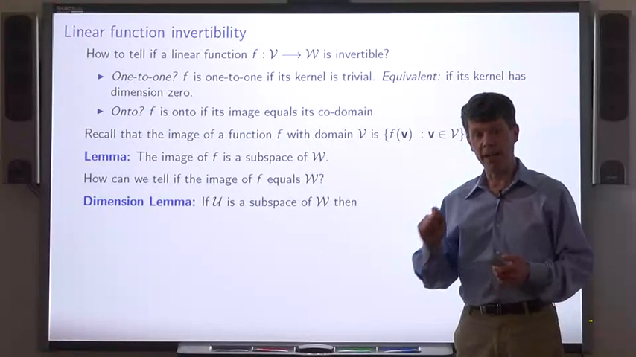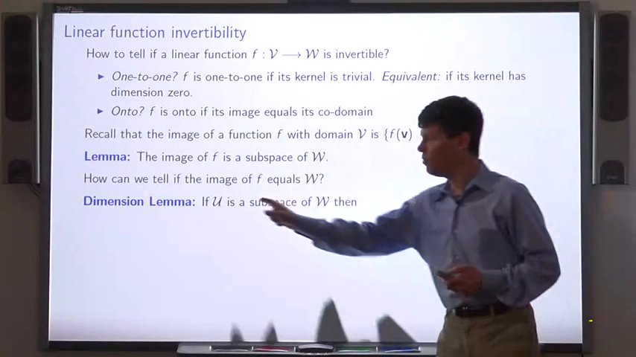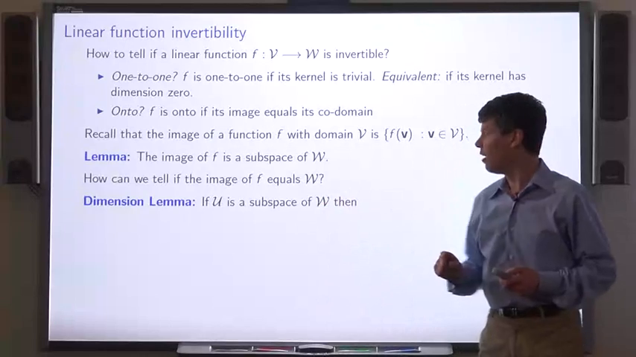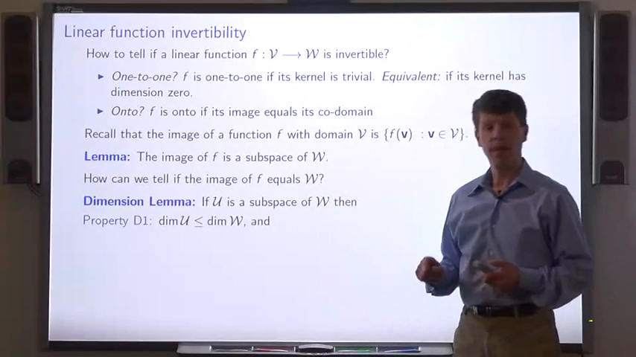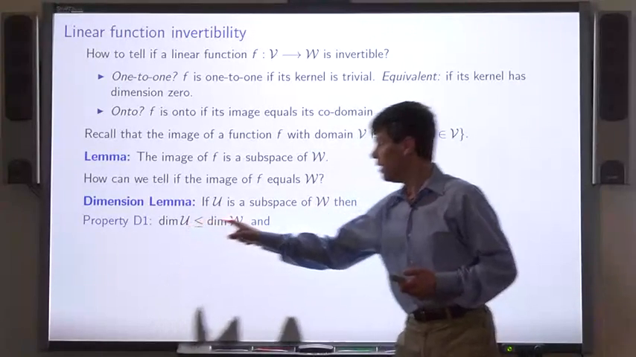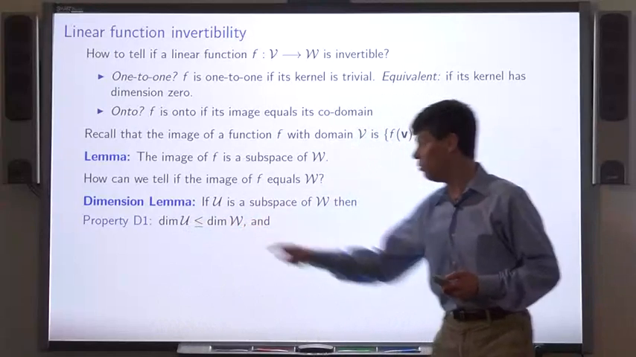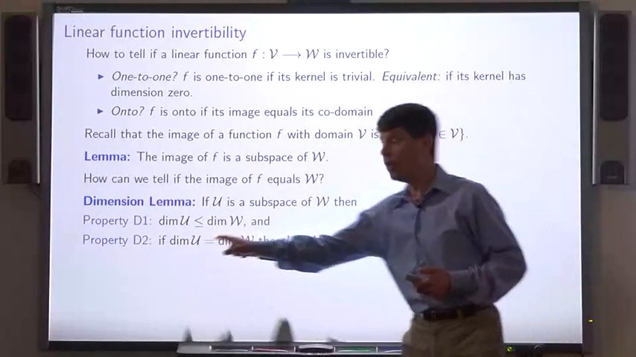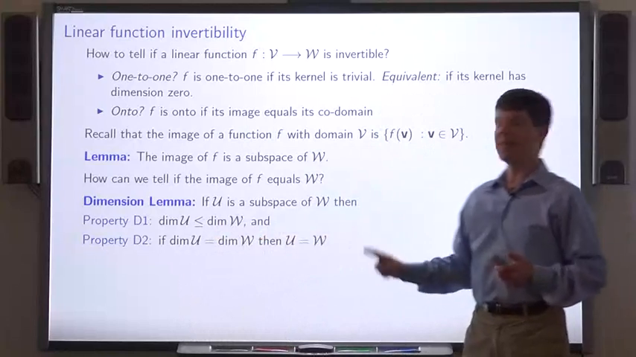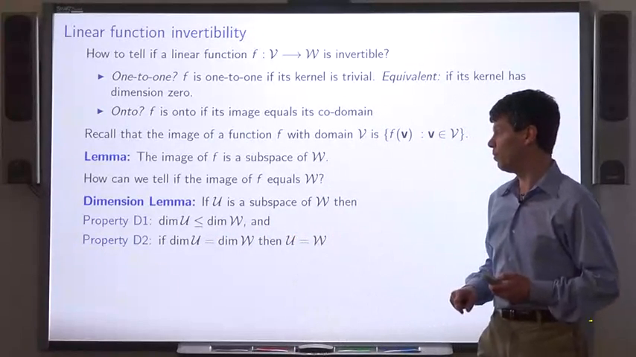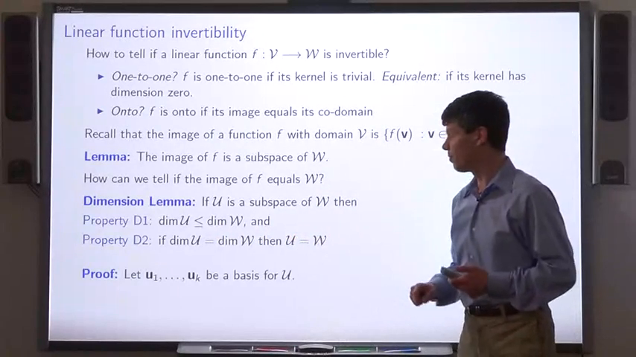We'll use something I call the dimension lemma. Suppose big U is a subspace of big W. Then the dimension of big U is no more than the dimension of W. And if the dimension of U equals the dimension of W, it must be that U equals W. Well, let's see a proof.